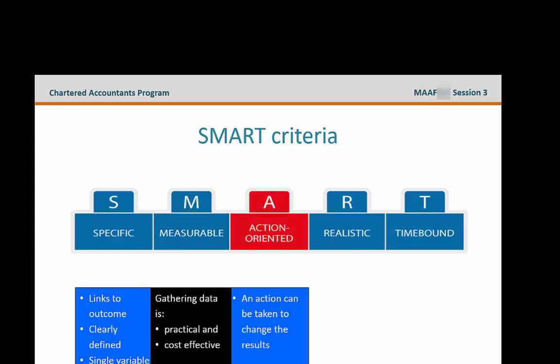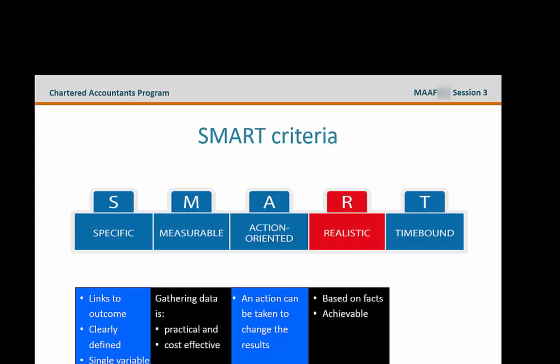Action-orientated. An objective and related KPI should inspire an action or behavior. It is important to consider whether it is an action that those measured by the KPI can actually undertake to influence the results. Care should also be taken to ensure that the behavior being driven aligns with expectations and with our overall objectives. Fourthly, realistic.